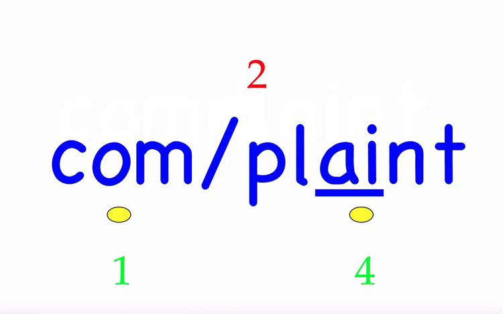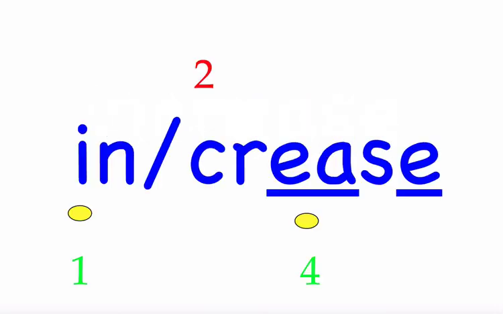Increase. There will be a slight increase in the price. Increase. In, two sounds. I, N. Crease, four sounds. K, R, E, S. Increase. Mark the word. Here we have a silent E at the end of the word, so we underline the E to indicate it's silent.